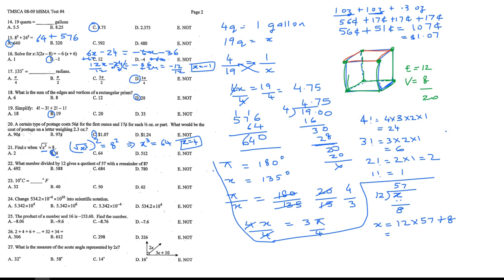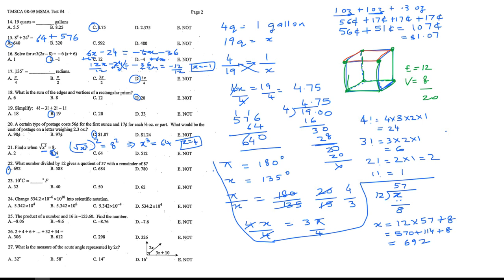So 57 times 10 is 570. 570 plus 57 times 2 is 114, and then we have an 8 over here. So that means this is nothing but 684 plus 8, which is 692. So the answer is A, 692.